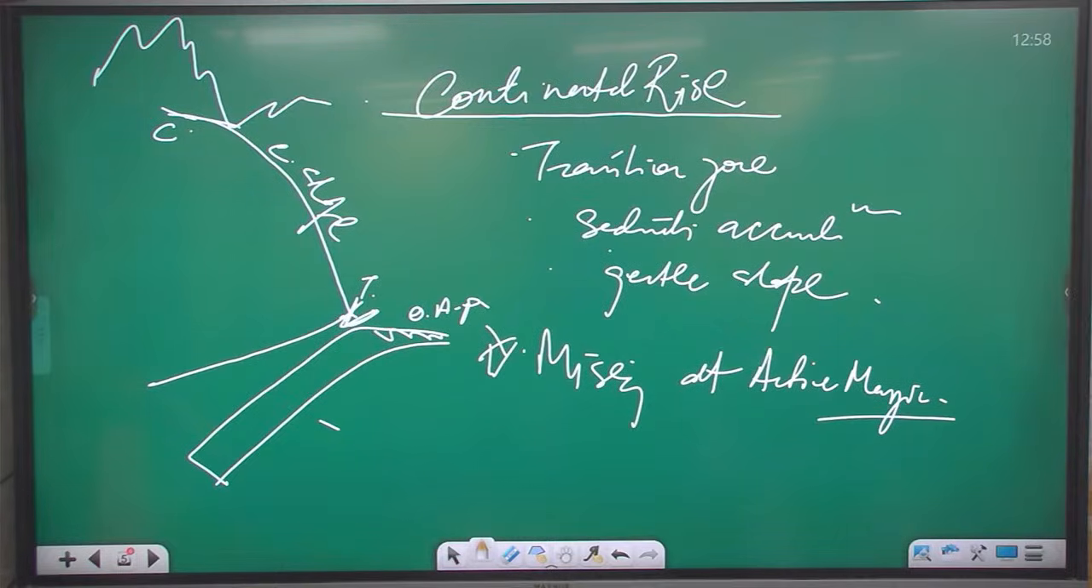in the passive margins. The rise is missing at locations of active margins. Within bracket mention, these locations will have trenches rather than continental rise. No problem here? All fine? Okay. So that takes care of the ocean margins.